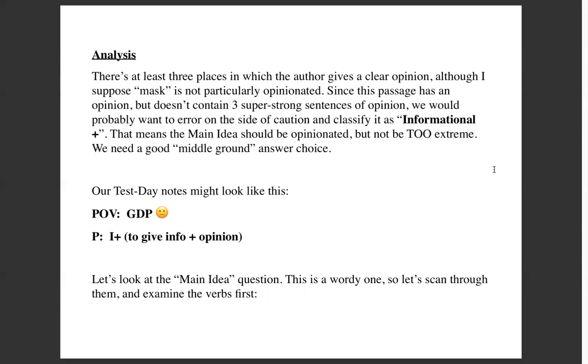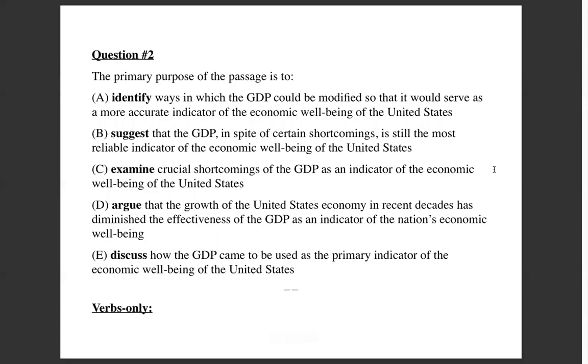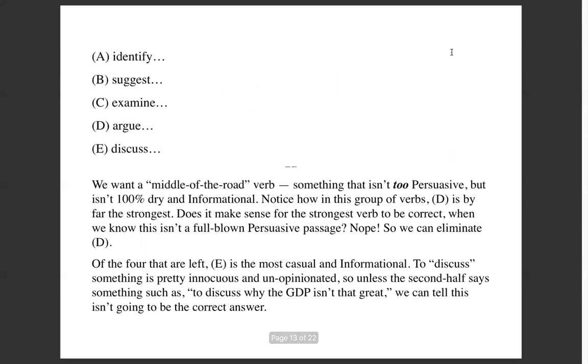All right, so just like we did last time, we're going to notice the verbs first. And just like the last main idea question, you'll see this common thread where the first word of each answer choice is an infinitive verb. When you have really wordy answer choices like this, the verbs can be a great place to start. So on the next slide, we're just going to look at the verbs for a second: identify, suggest, examine, argue, and discuss.